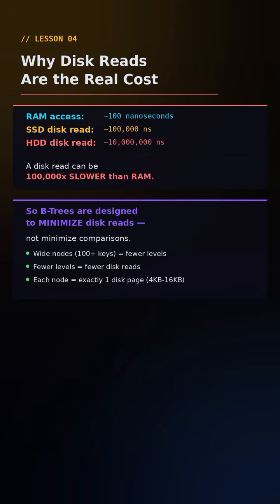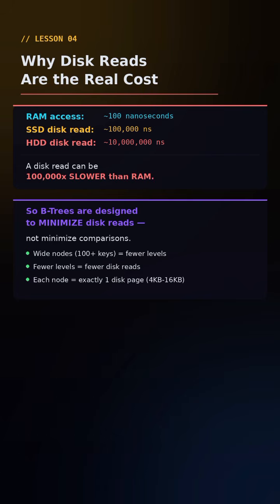Here's what most people miss. RAM access takes about 100 nanoseconds. An SSD disk read takes about 100,000 nanoseconds. An old HDD disk read can take 10 million nanoseconds. A disk read can be 100,000 times slower than RAM.